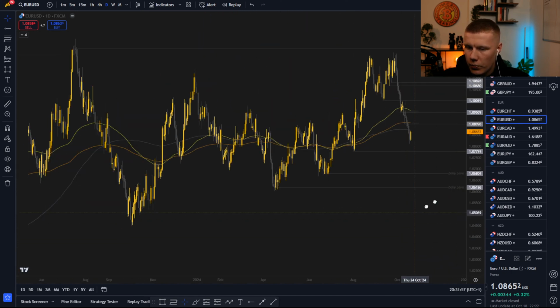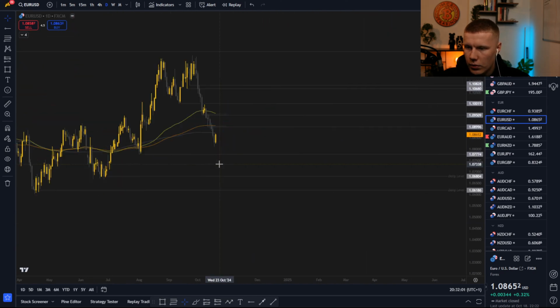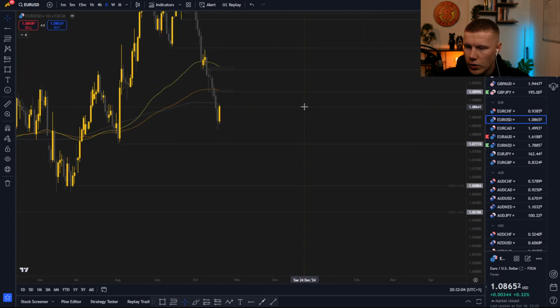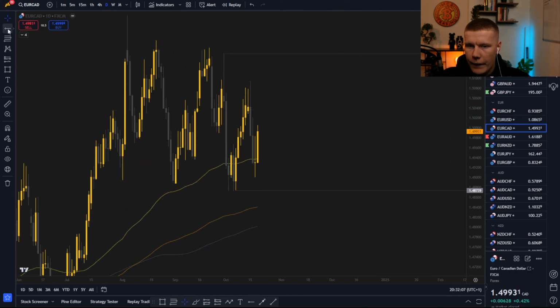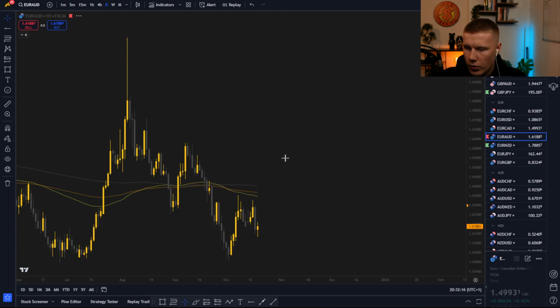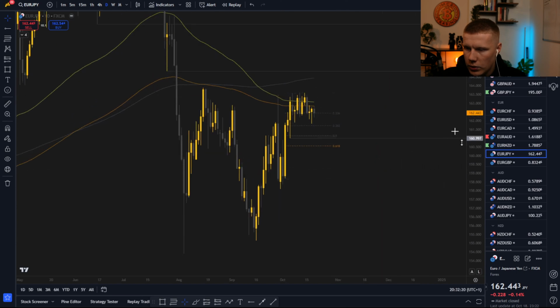No big trend line. I'm not drawing some huge trend line. That'll do for now. Your CAD. I mean, that's not valid yet, but we'll see. Nothing is lining up with that. Your Aussie done. Your NZD done. Your JPY.